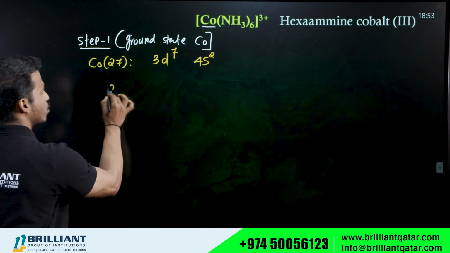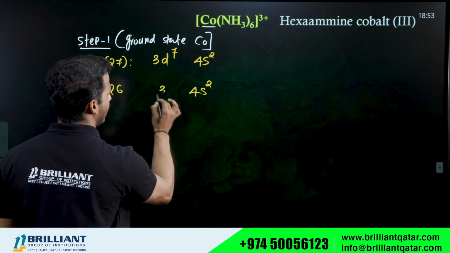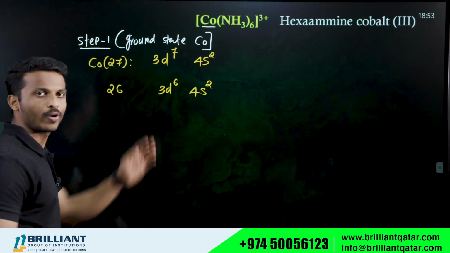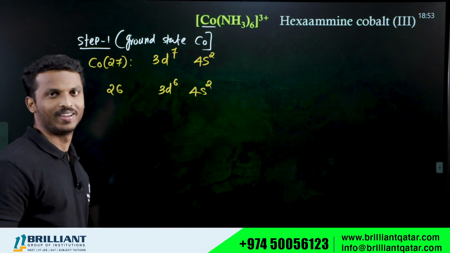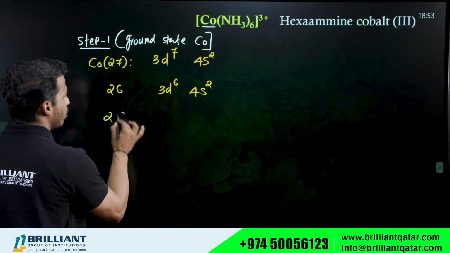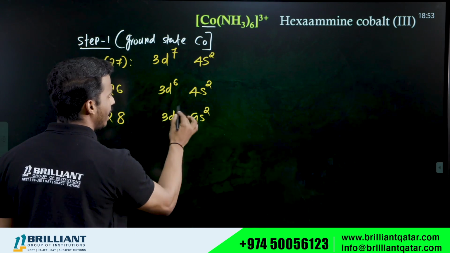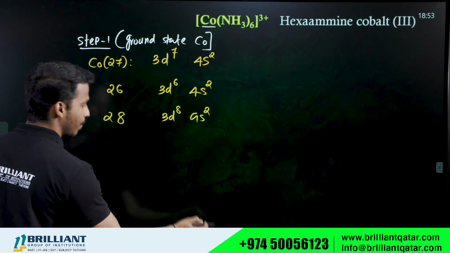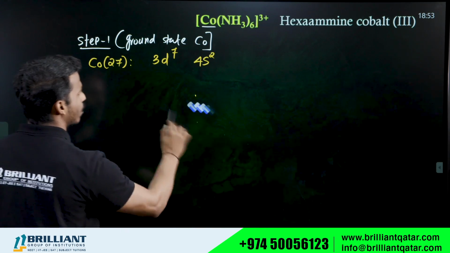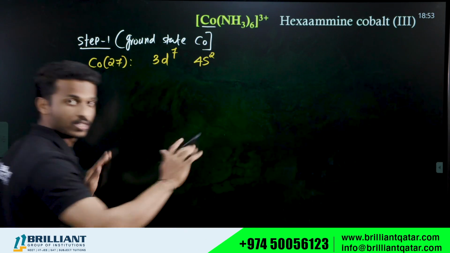Suppose the atomic number is 26. How will you write it, dear student? 4s2 3d6. 4s2 means 20 electrons are over, and the remaining electrons fill in 3d. Suppose the atomic number is 28. How will you fill it, dear student? 4s2 3d8. That's it. Hope you clear that point. Okay, so the 27 electrons of cobalt we completed as a ground state. Ground state means normal state.